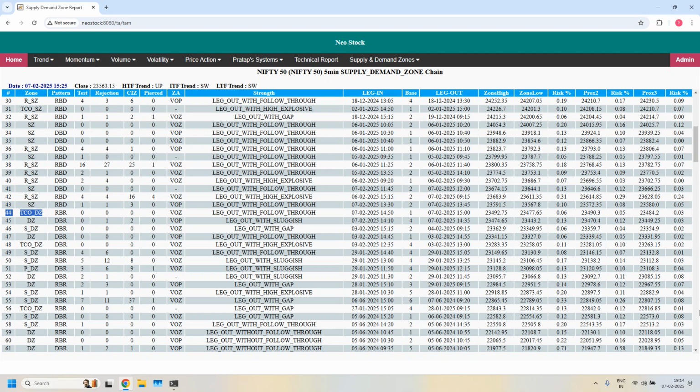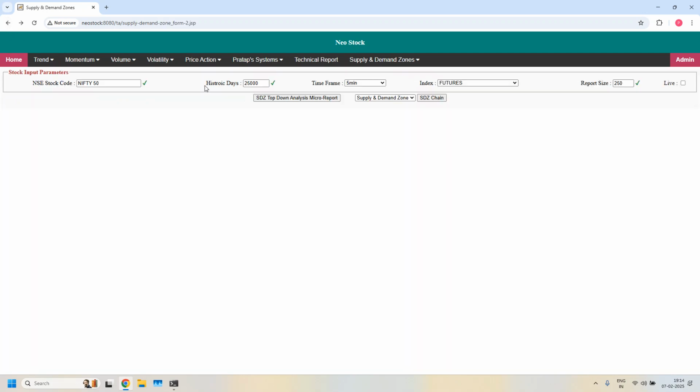43 is the nearest supply zone to the closing price. 44 is the nearest demand zone. Serial numbers. So this is about Nifty supply demand zone chain. Now let's move on to the Bank Nifty supply demand zone chain.